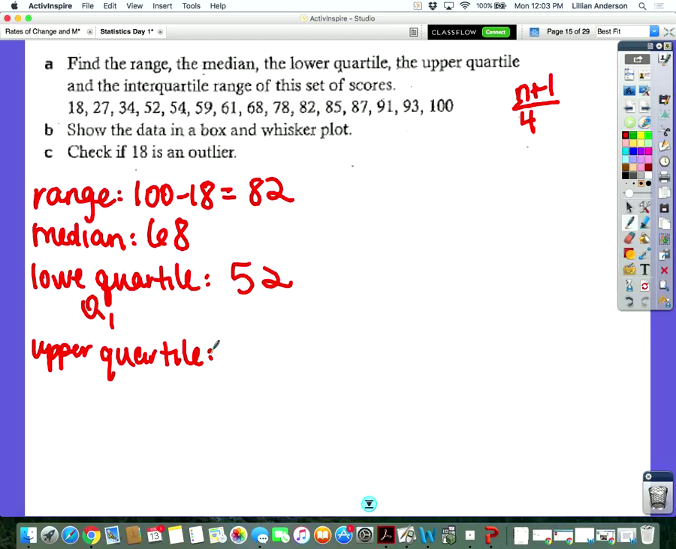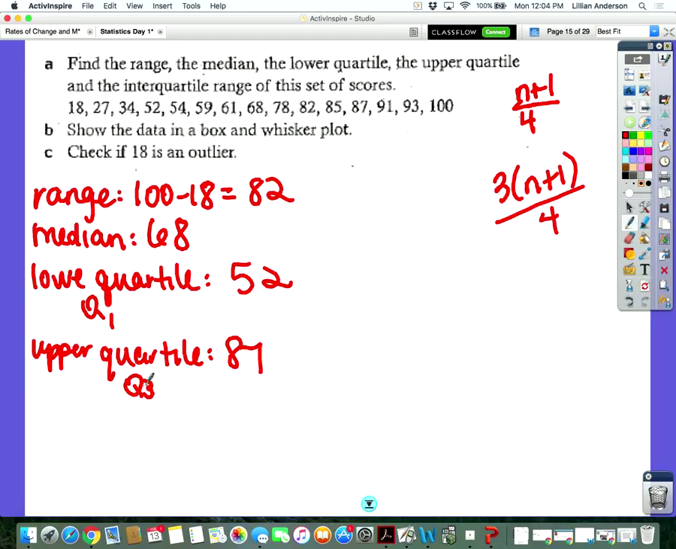Would you go from the right to the left? That formula, it doesn't matter. It's the same type of process: n plus 1, but you multiply by 3 and divide by 4. You're just trying to find the top 75%, which is what? 87. It's going to be 87 because when you plug 15 in here, 15 plus 1 is 16, times 3 is 48, divided by 4 is 12. It's your 12th piece of data, which is 87.